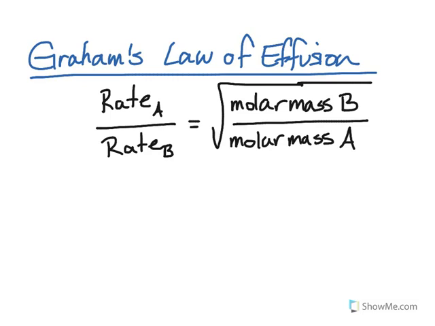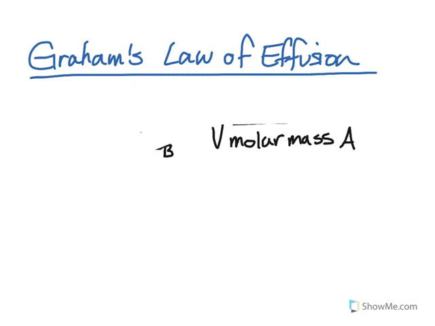Thomas Graham actually theorized that the rate of effusion of A divided by the rate of effusion of B is equal to the inverse square root of their molar masses. Now, the derivation of this comes from the idea that if both A and B are in the same container and they have the same temperature, they will have the same average kinetic energies. And it's from the kinetic energy equation that this comes from.